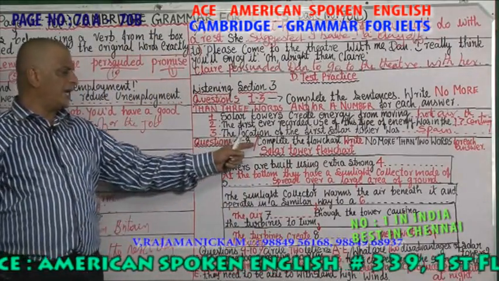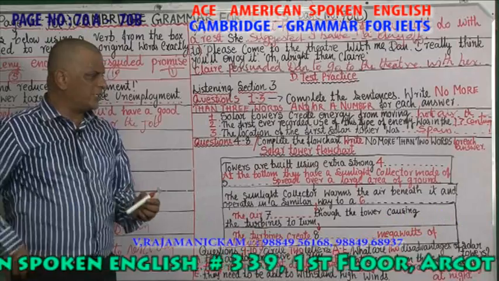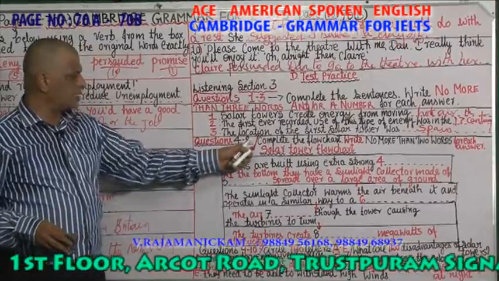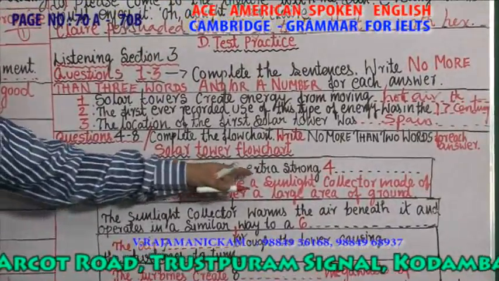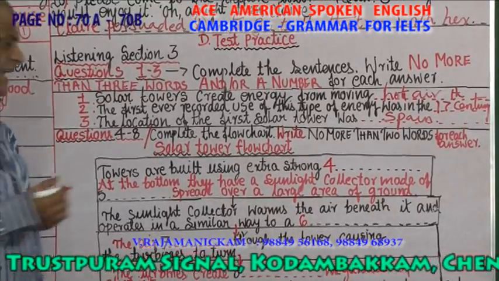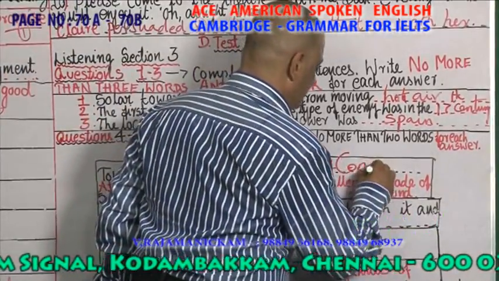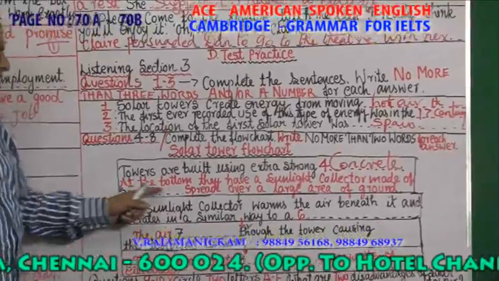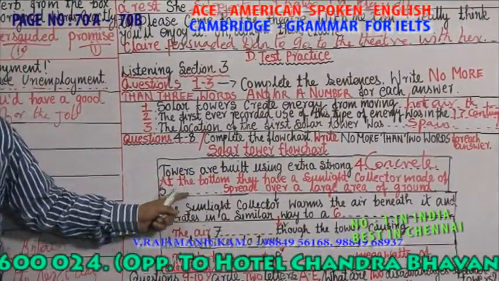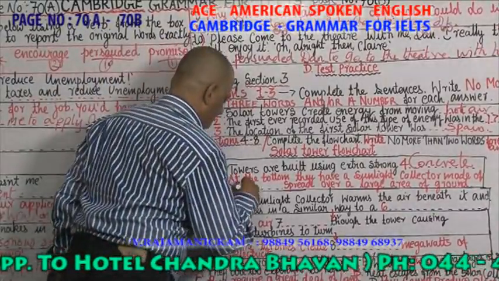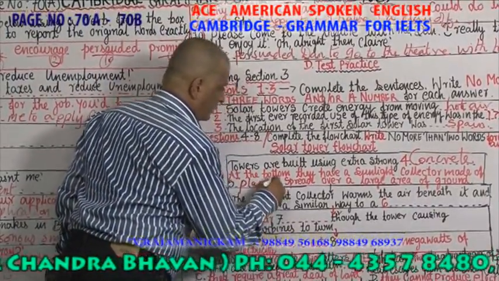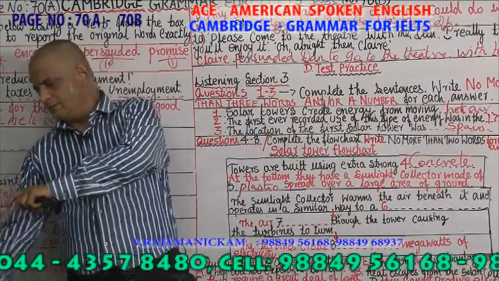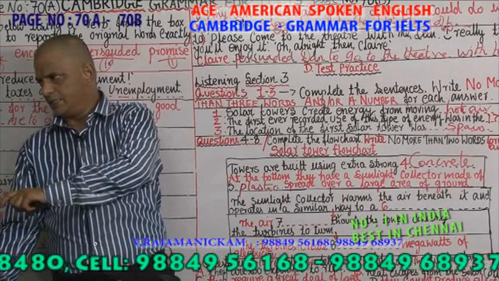Questions 4 to 8, complete the flow chart, write not more than 2 words for each answer. Solar tower flow chart. Towers are built using extra strong concrete. At the bottom, they have a sunlight collector made of dash spread over a large area of ground. What is the answer of 5? Plastic. See, the tower is made of concrete. Beneath, plastic. Below the plastic, there is empty space where the hot air is stored up, right?